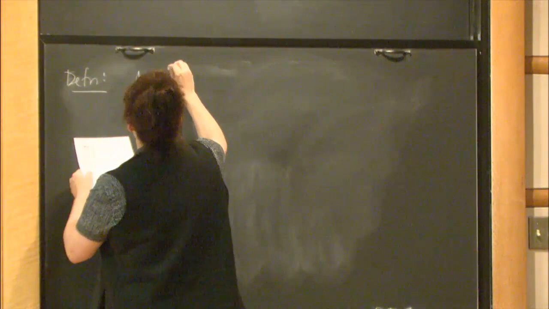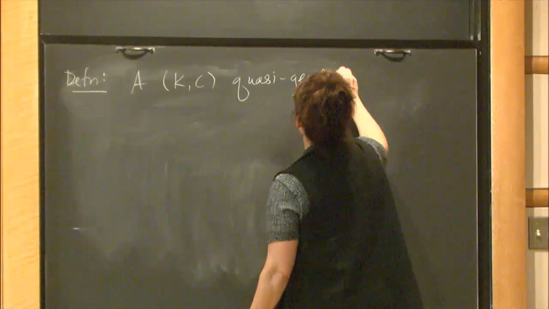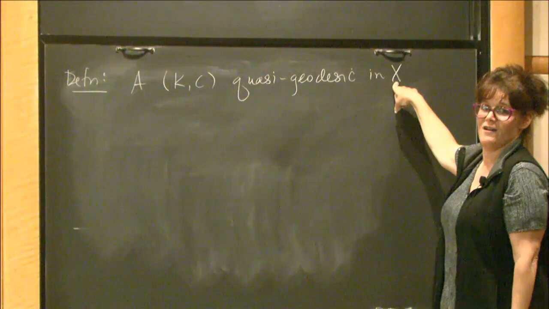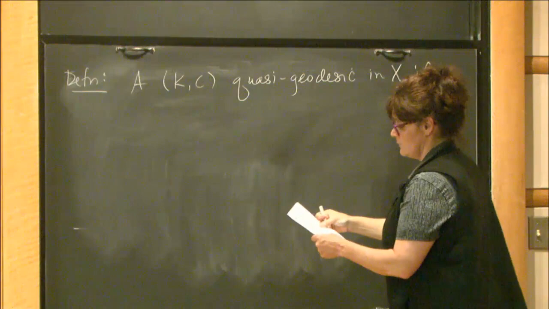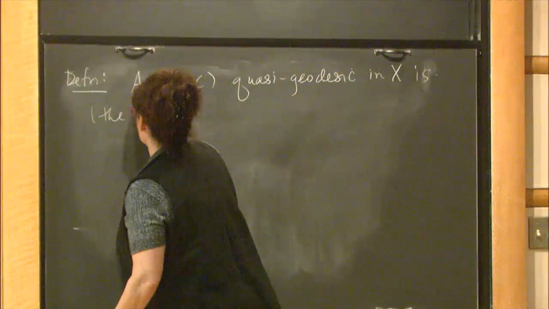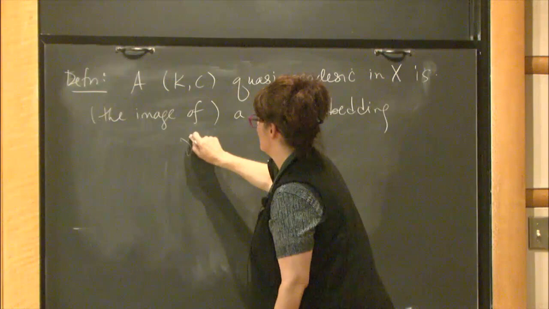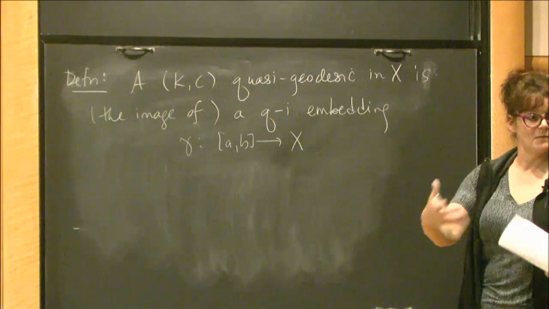So a K,C quasi-geodesic in X, where X is always going to be a proper geodesic metric space forever and ever. This is a quasi-geodesic if it is the image of a quasi-isometric embedding of the form, I take an interval into X. So you can think of it as the map itself or the image of the map.